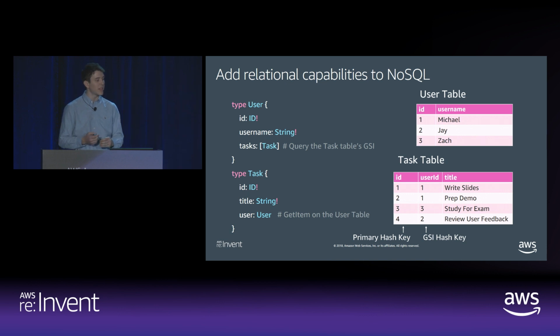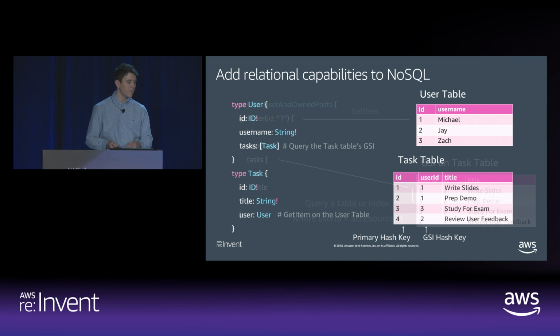And then all you have to do is add a resolver to that tasks field on the user object that knows how to query a GSI in DynamoDB. And then as you query that from the client, it's going to show up as if it was all one query. The same for the task, the inverse. And you'll see that the user field, you can do a get item against the user table to relate the user with any particular object in the task table.